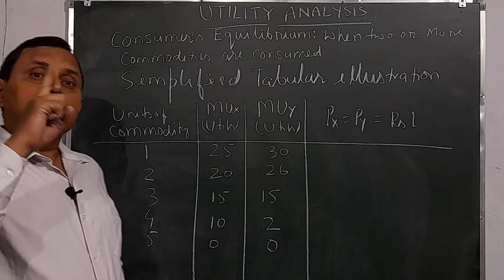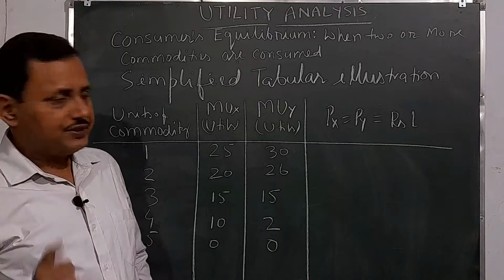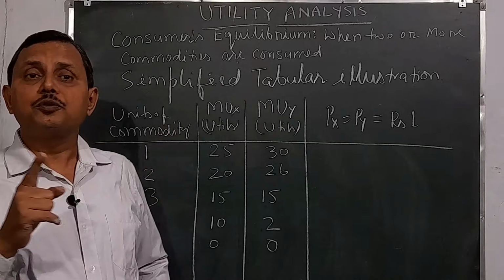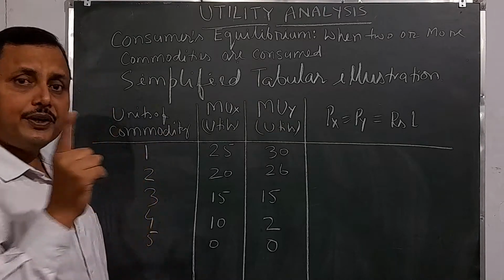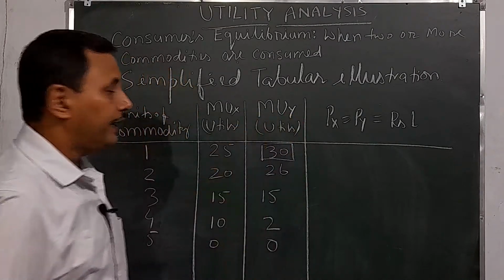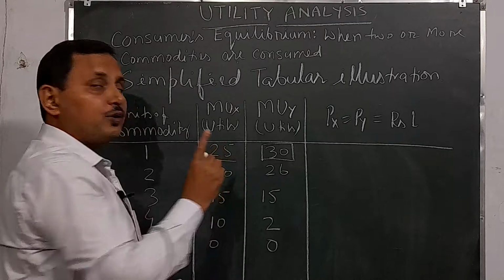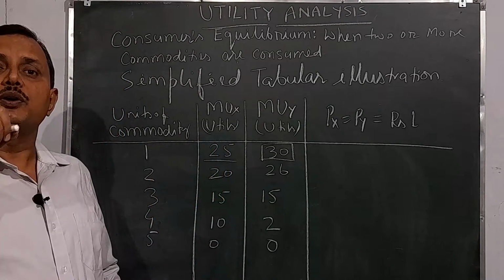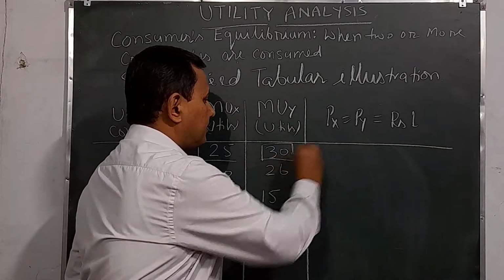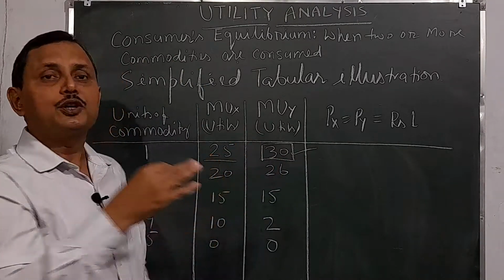Now, the consumer is rational in nature, so he always tries to maximize his satisfaction. If the consumer has only 1 rupee, which commodity should he purchase and consume? If he consumes 1 unit of commodity Y, he will get a total utility of 30 utils. In case of commodity X, he will get a utility of only 25. So, in order to maximize his total satisfaction, he will consume the first unit of commodity Y, because there he is getting 30 and here only 25.